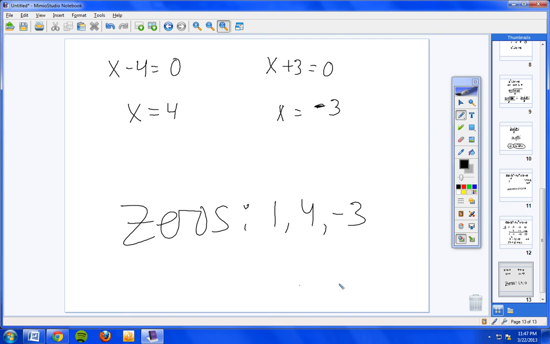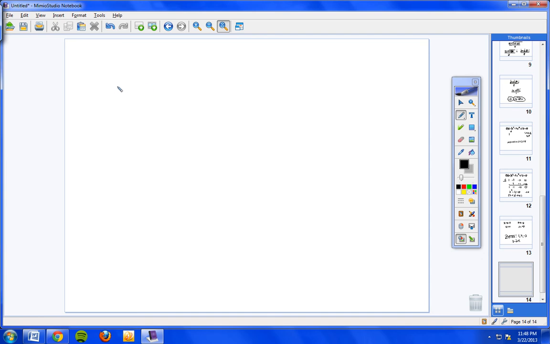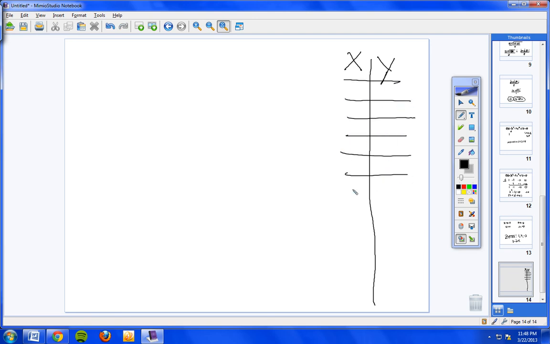We found the zeros. Now don't forget, zeros are the same thing as x-intercepts, okay? So let's go ahead and put a new page up here. And what I want to do next, Chase, is I want to fill in a table of values, okay? Now I'm going to put really thin or small tick marks here because I want to get a lot of numbers on here, okay?